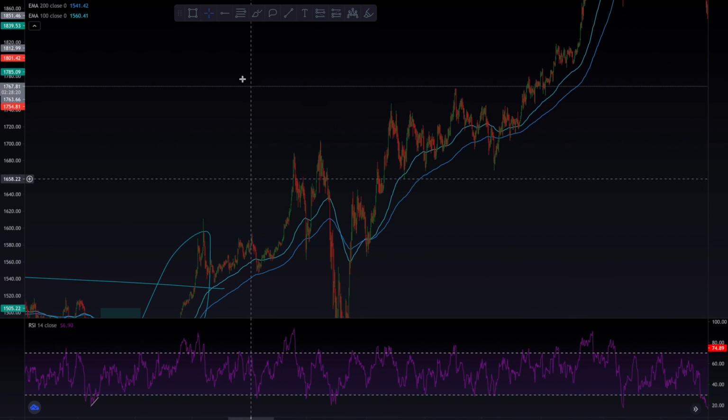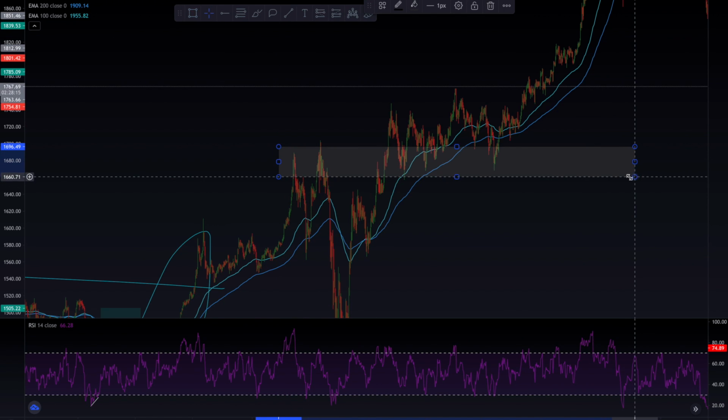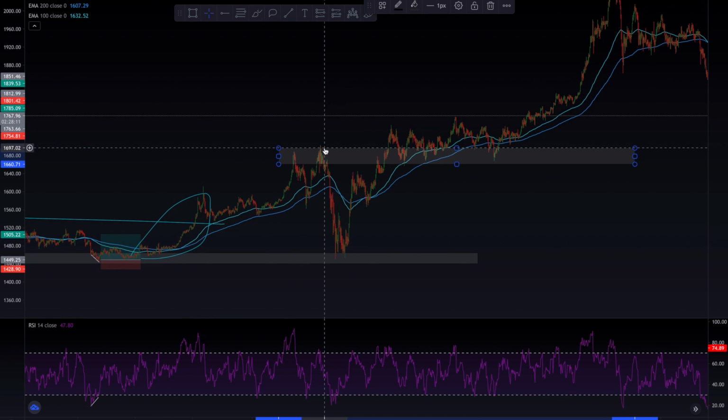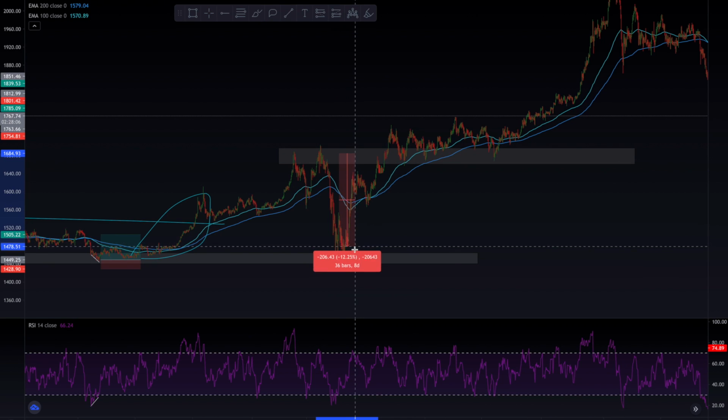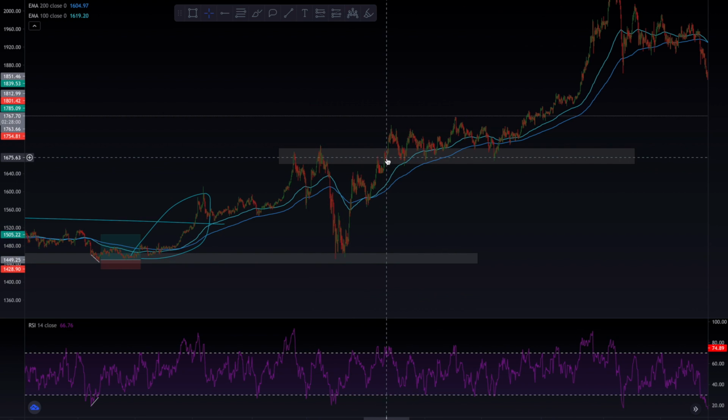Now again over here, this is a nice support area, because this was a strong resistance. The price dropped almost 12% to 15% from this point, and then price again moved up and got past it. Here the price was then retesting it.